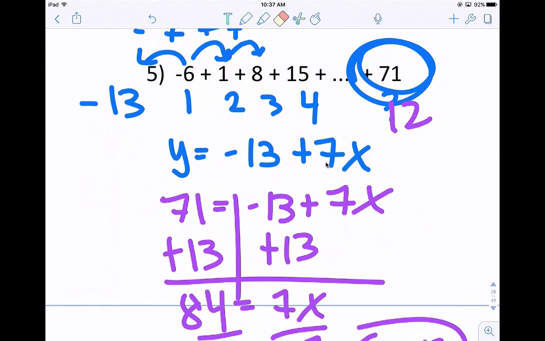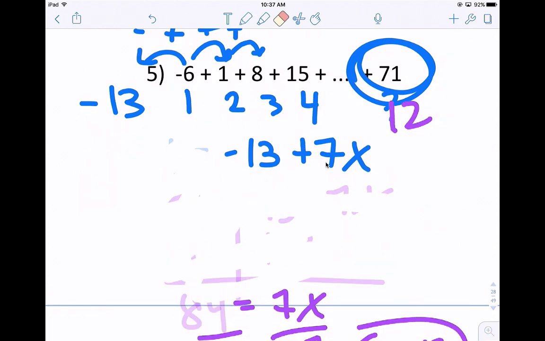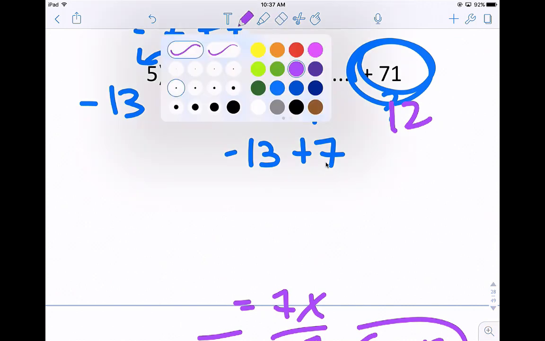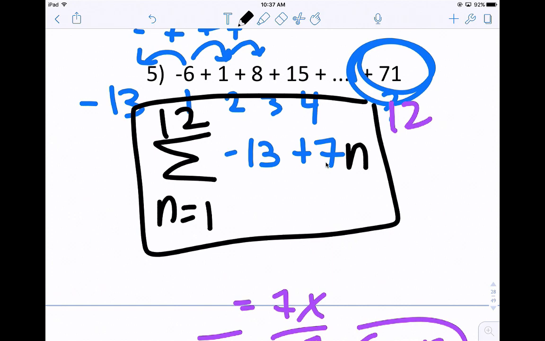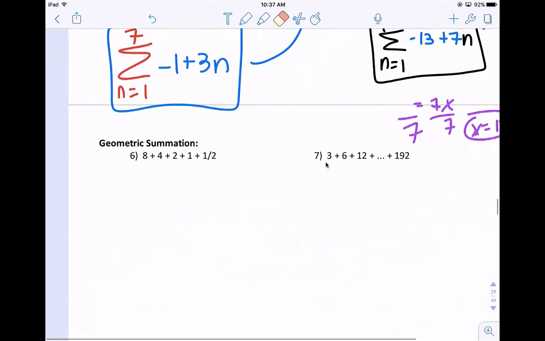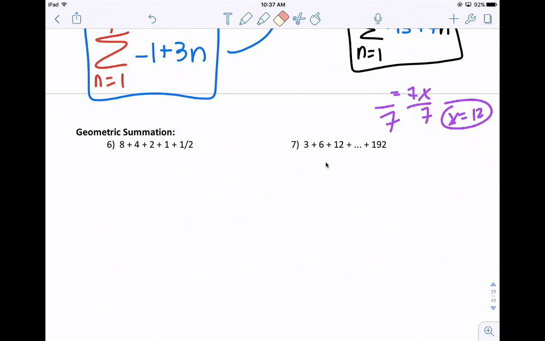So now we write sigma notation. I'm going to just change this slightly. Sigma notation is that we start at the first term and we go to the 12th term. Here's the rule with n. So here's your y-intercept and then your slope. Okay, so there's sigma notation. Okay, if it's geometric, it looks slightly different. The explicit formula is different.